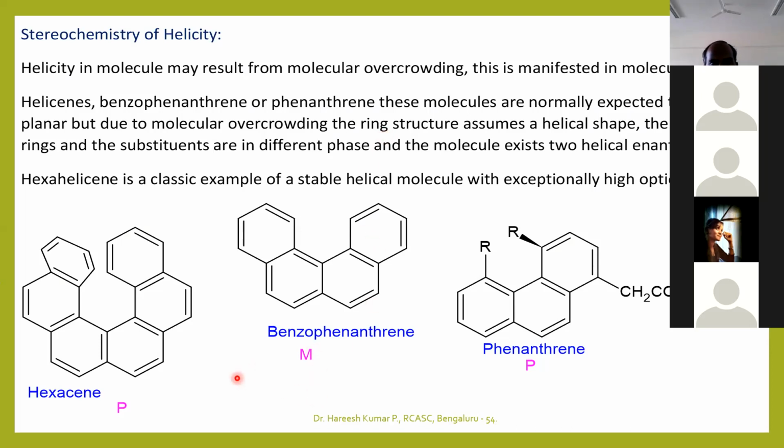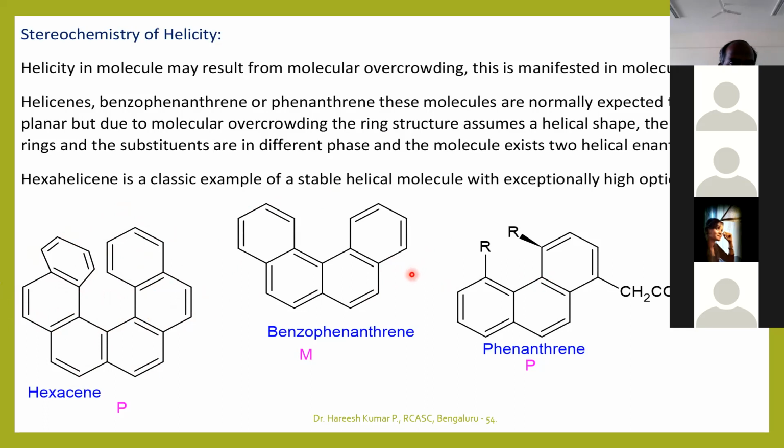So left hand side movement, in a clockwise direction, is called P. Right hand side movement, in an anti-clockwise direction, is called M. Anyway, I will explain with a few more examples. Before that, what we need to account for is that helicity means molecular crowding. If there is more molecular crowding, such as in hexacene, hexacene is the best example, and hexacene exhibits optical activity because of the molecular crowding.